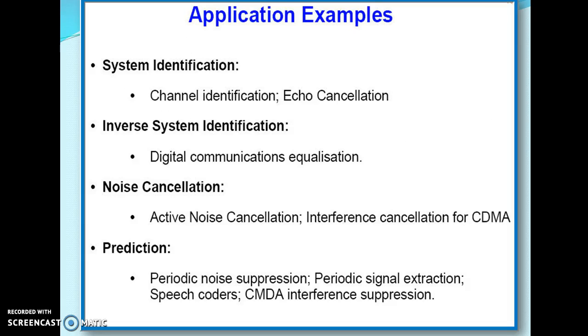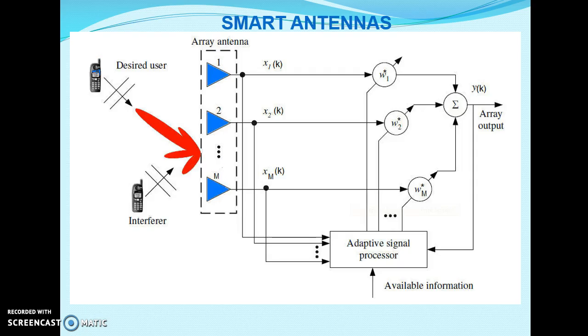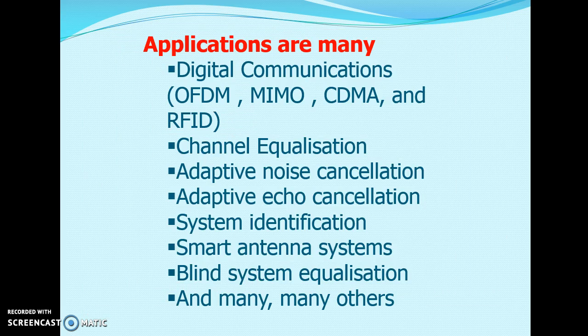Next, applications of adaptive filters. They are used in system identification, inverse system identification, noise cancellation, and prediction. These are some of the applications of adaptive filters: digital communication, which is based on OFDM, MIMO, CDMA, and RFID, channel equalization, adaptive noise cancellation, adaptive echo cancellation, system identification, smart antenna systems, blind system equalization, and many others.